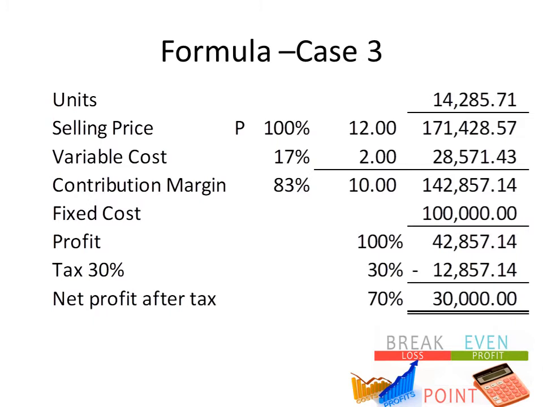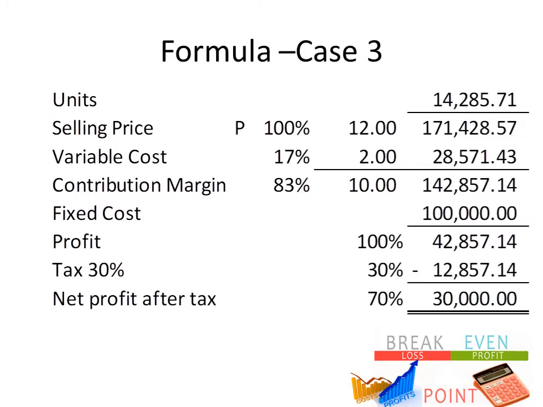You could round it off to the nearest figure. In the event, because it's units, it could be 14,286. Then we multiply it by 12, that will give us 171,428.57. When we multiply it by 2, that's 28,571.43. So our total contribution margin would now be 142,857.14 less 100,000 fixed cost.